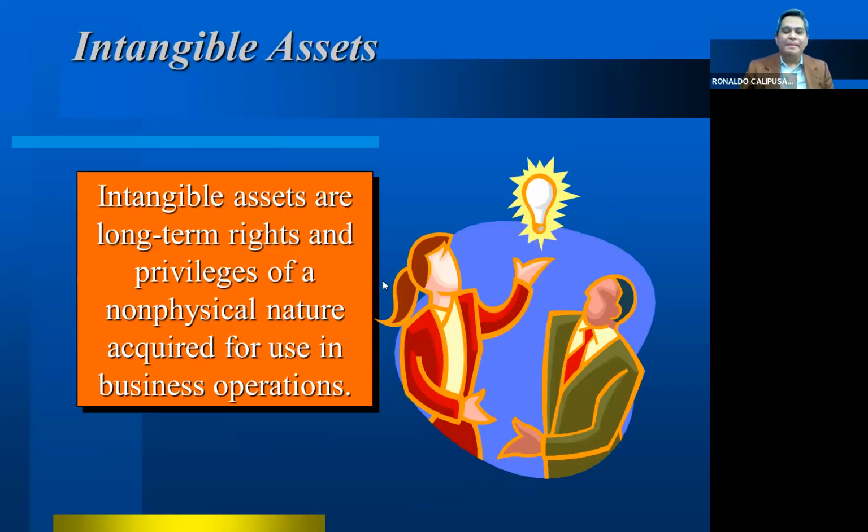Before we leave the asset section, look at intangible assets. Sometimes you call these other assets. These are your long-term rights and privileges of a non-physical nature acquired for use in business operation. So, for example, can you think, Jonalyn, of an intangible asset based on this definition? You have your long-term rights over that asset.